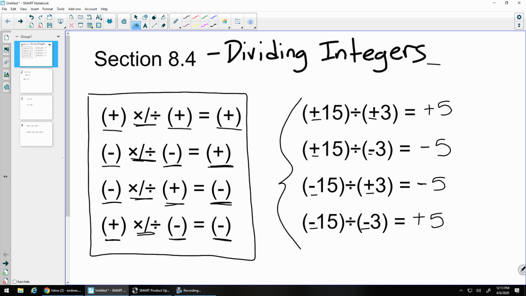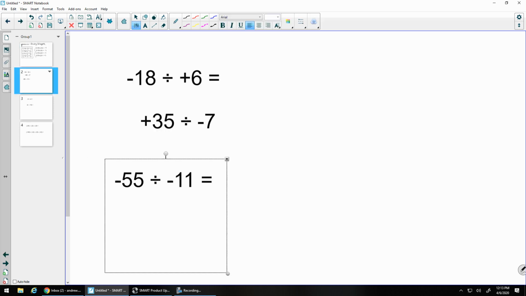Okay? Pretty simple. I think this is going to be a pretty quick video. So you just do the division with the numbers, ignoring the signs. You can find your answer, and then you just look at the signs to determine whether your answer is positive or negative. So some examples.